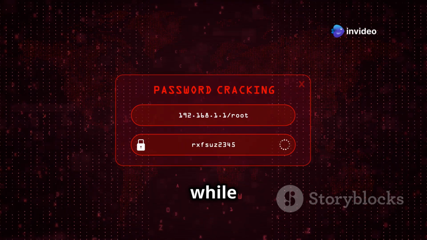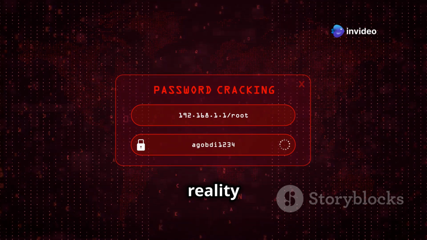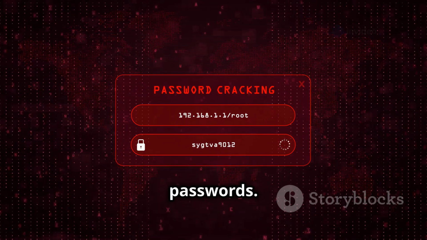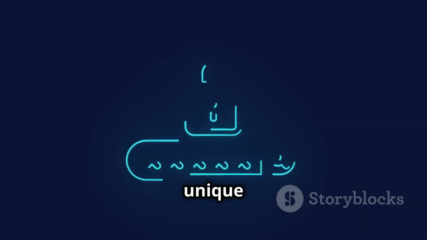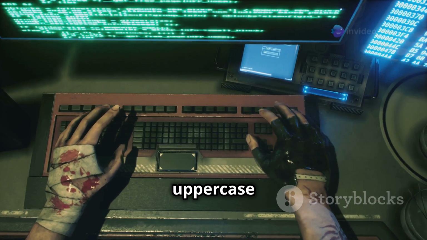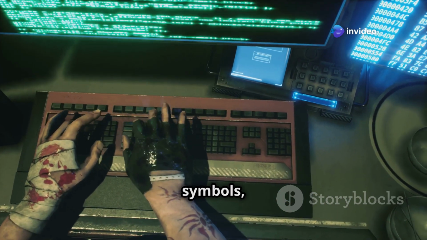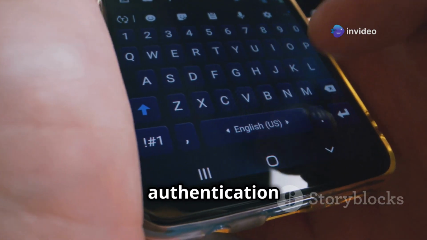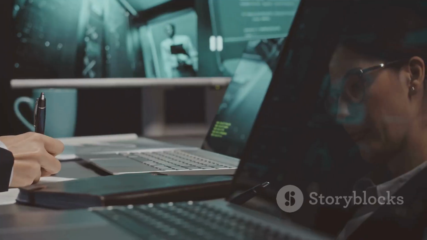Now you might be thinking, my password is super complex, there's no way this thing can crack it. And while that might be true for some, the reality is, many people still use weak, easily guessable passwords. That's why it's crucial to use strong, unique passwords for every single account. We're talking a mix of uppercase and lowercase letters, numbers and symbols, and for the love of all that is digital, enable two-factor authentication whenever possible.